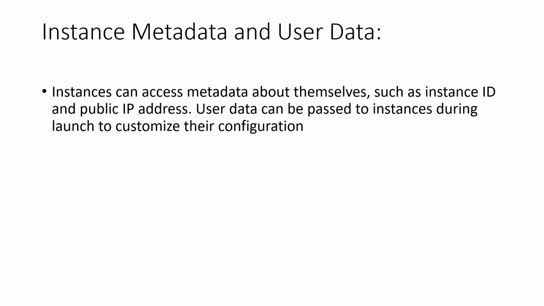Okay. Coming to the next term, which is instance metadata and user data. Instances can access metadata about themselves, such as instance ID and public IP address. User data can be passed to the instances during launch to customize their configuration. Metadata is things like the instance ID and the public IP address, and user data is something like the details of the user who created the instance. Those things are termed instance metadata and user data.